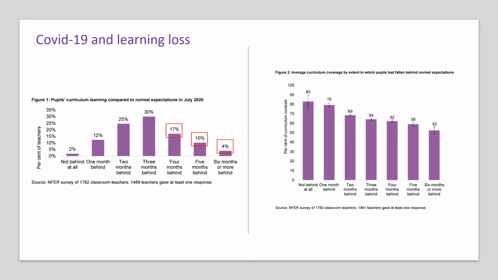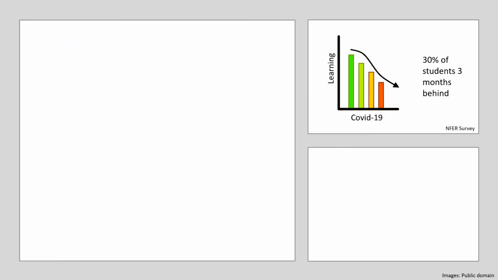COVID-19 and the resulting lockdowns had a huge impact on education. In a survey conducted by the National Foundation for Educational Research, 61% of teachers responded that their pupils were 3 or more months behind in July 2020, with some covering as little as 52 to 64% of the curriculum.